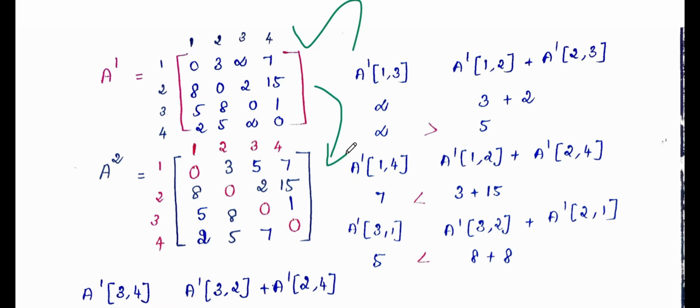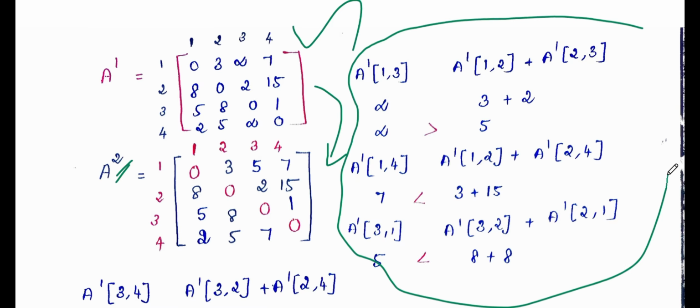Here in A2 we take 2 as the intermediate vertex. First, how many vertices are there? 4 vertices are there, right? So in each updation we take one vertex as an intermediate vertex. In the first step, 1 as an intermediate vertex. Here, 2 as an intermediate vertex. So A1 is the input to the A2. We update the A1 value based on the A0 matrix, right? Here we update the A2 value based on the A1 matrix. In the formula, all terms contain A1.